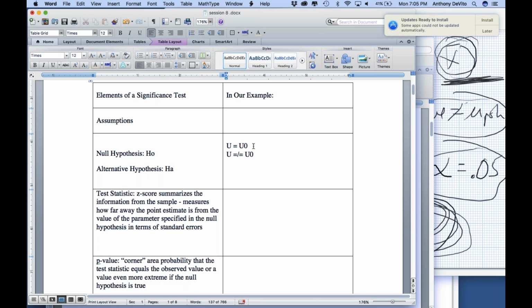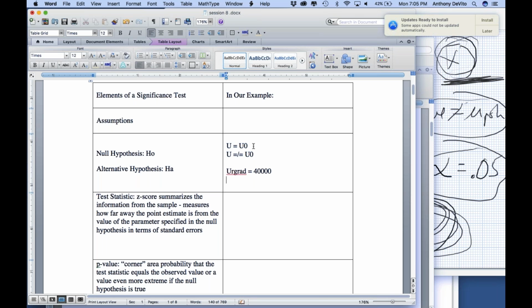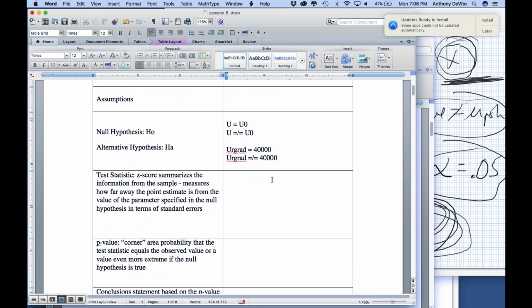Mu zero. Another way of stating this, since I have a set value for that reference population, is to say that mu, the sample that we're taking, recent grads, is equal to 40,000, or the mean for recent grads does not equal 40,000. I'm only substituting the value that we know mu zero is equal to. So our reference is 40,000.